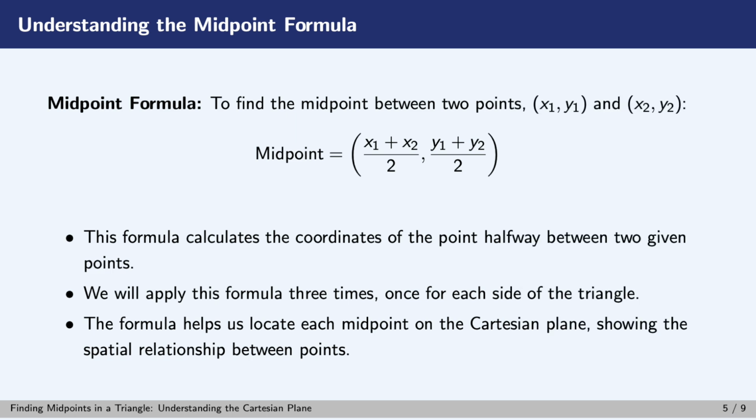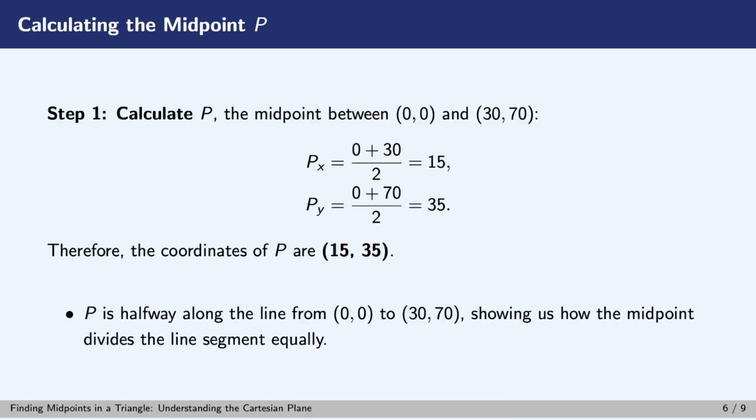Here's the midpoint formula. The midpoint between 2 points is found by averaging their x values and their y values separately. We add the 2 x values together, divide by 2, then do the same for the y values. This gives us the exact point right in the middle of the 2. We'll apply this 3 times, once for each side of the triangle. Let's get started with our first midpoint, point P.